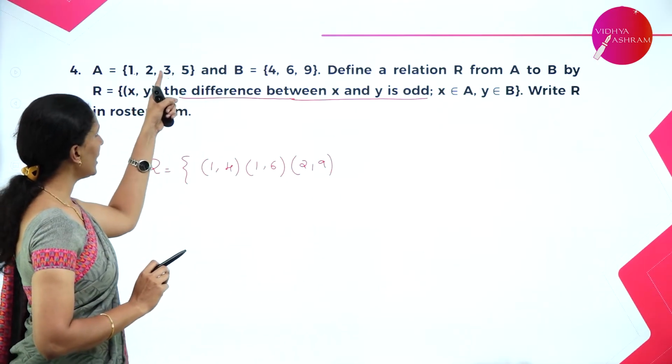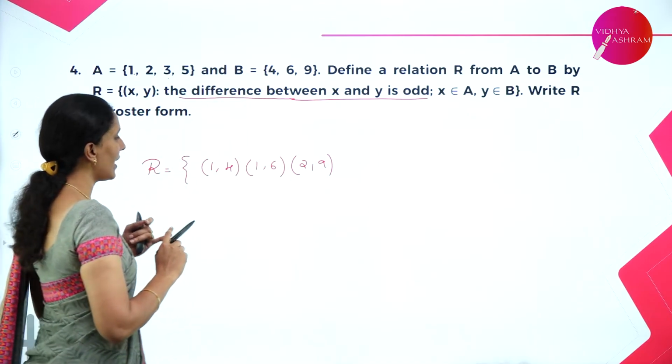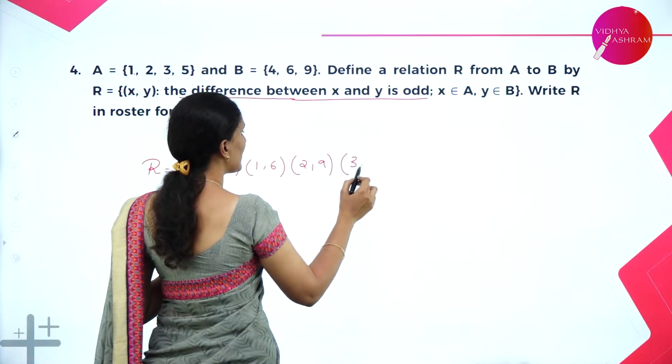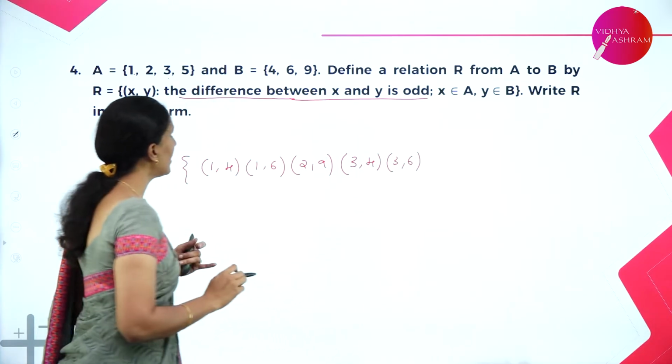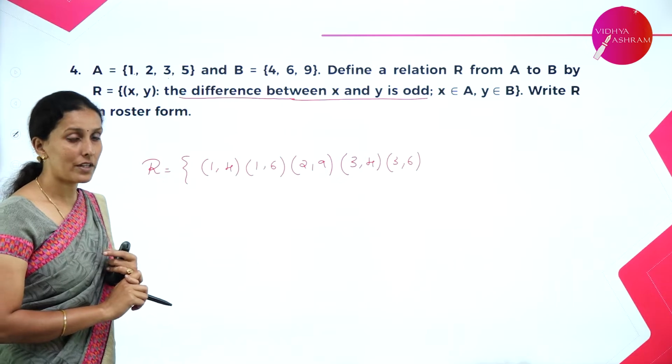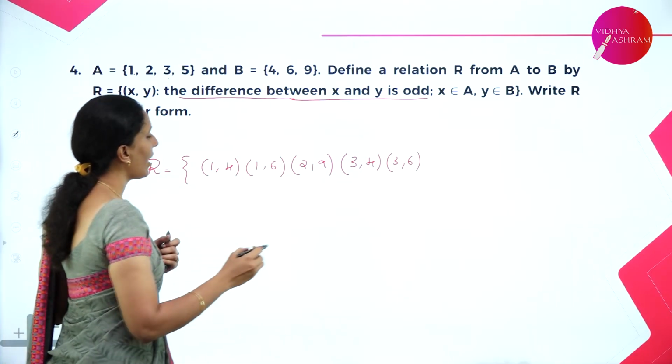Next, I'll take 3. 3 comma 4. Yes, I can write 3 comma 4. Next, I can write 3 comma 6, but I can't write 3 comma 9 because the difference is 6. I can write 5 comma 4.